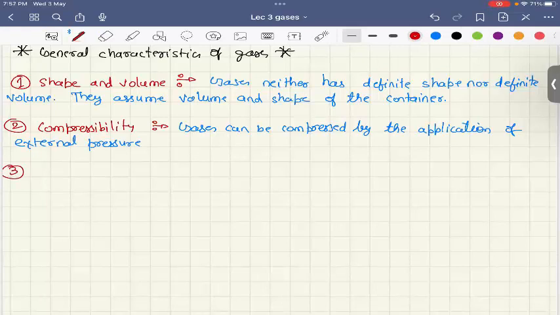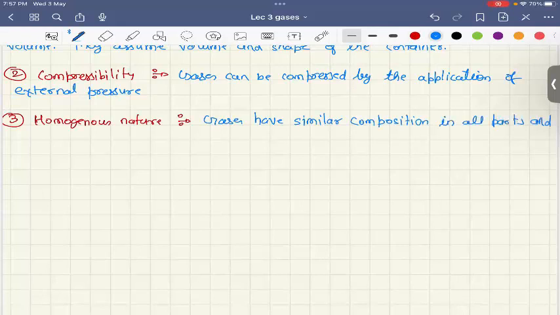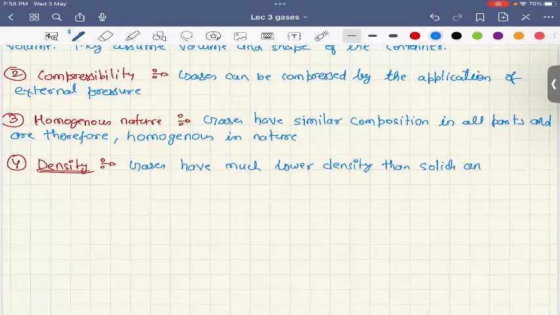The third point is homogeneous nature. Gases have similar composition in all parts and are therefore homogeneous in nature. Fourth is density. Gases have much lower density than solids and liquids. Next is pressure. Gases exert pressure equally in all directions.